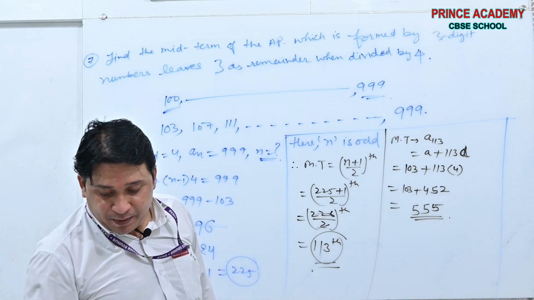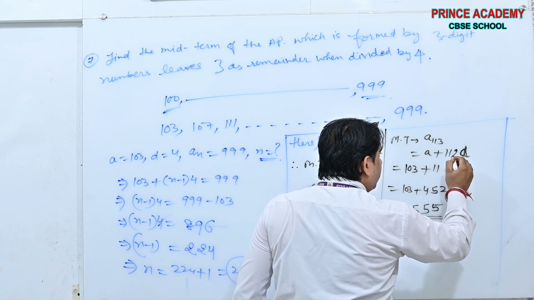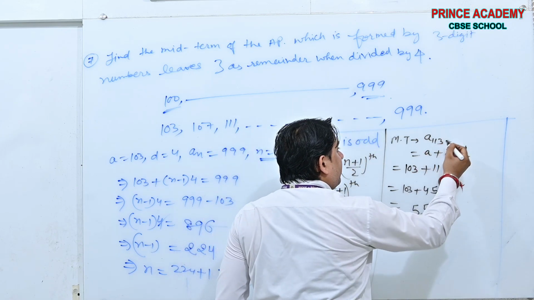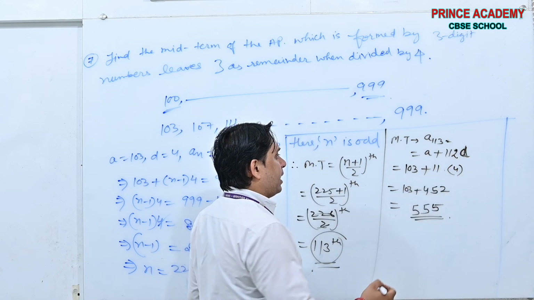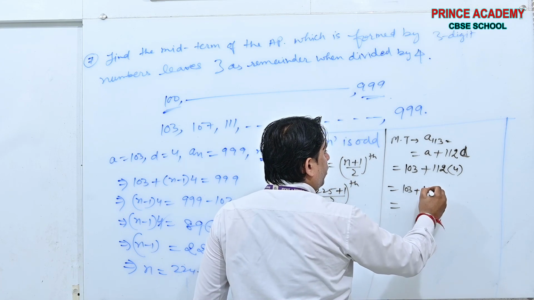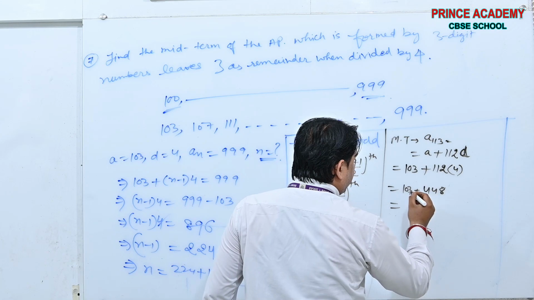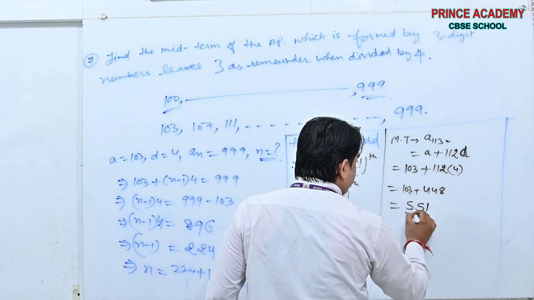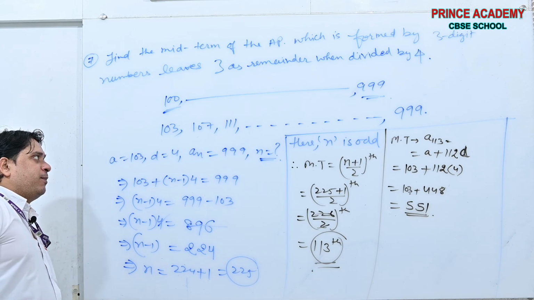Sorry beta, I made a mistake here. I wrote it as the 113th term, na beta. It is a plus 112d. Okay, 112d. Now multiply, 448. Now add 3 plus 8, 11, 4, 5, 5. This is the answer. Done. Now let me show you one more example.